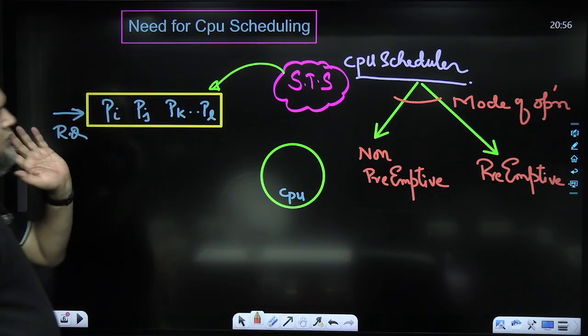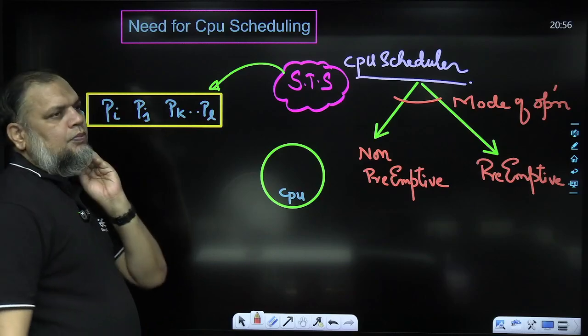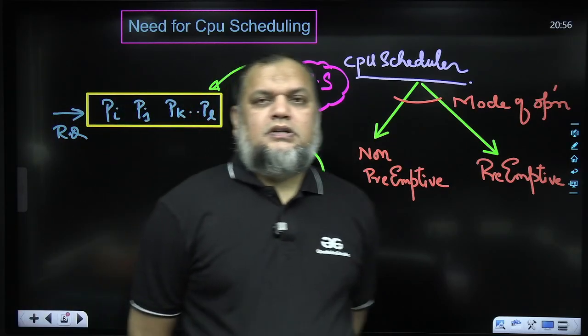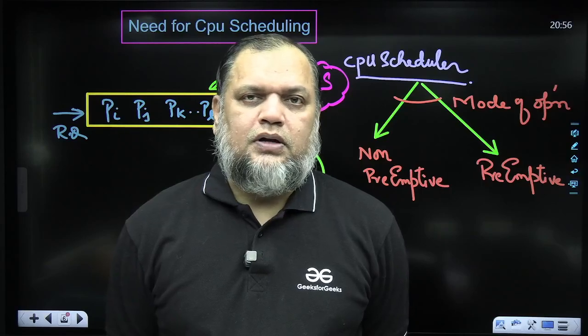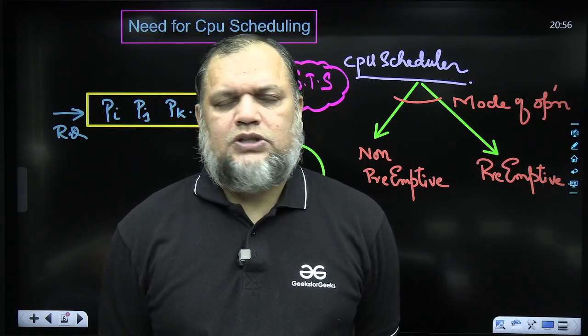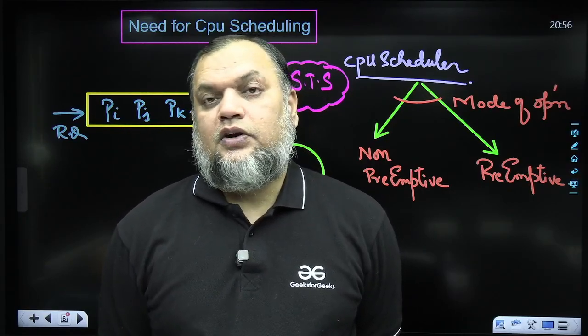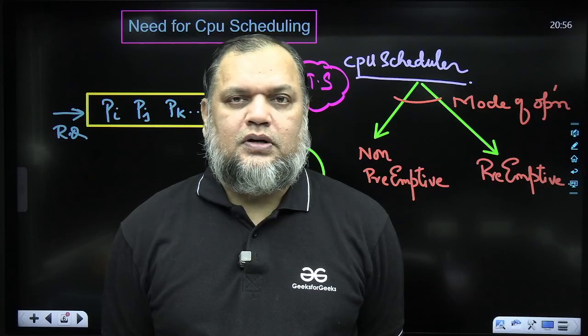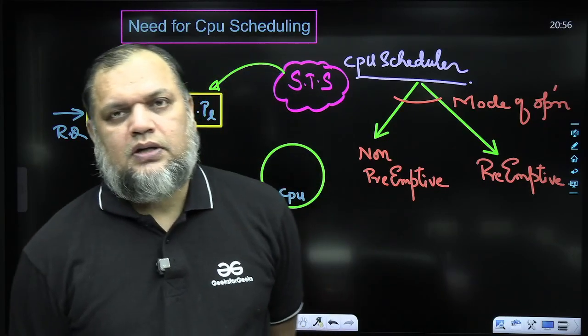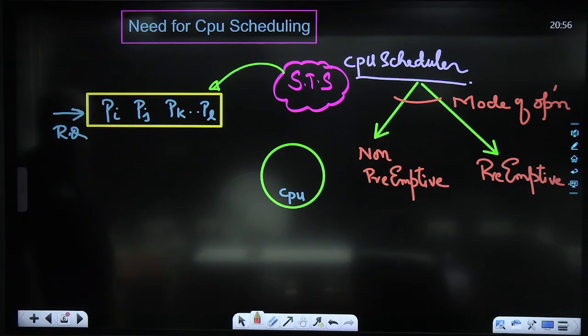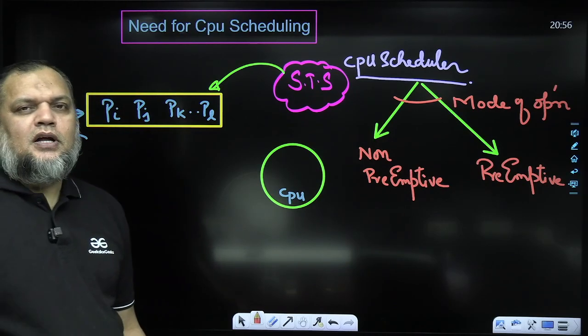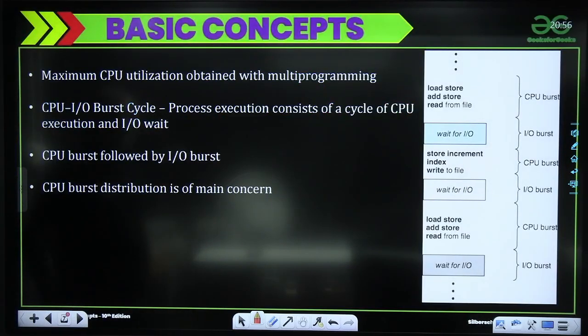So boys and girls, this is the approach. There is a need for scheduling. I hope by means of this diagram, it is clear why we require CPU scheduling, why we need the CPU scheduler, the short-term scheduler. Essentially, this chapter deals with the design of the short-term scheduler. So before we study the various scheduling criteria, the selection criteria, let's have some basic concepts.